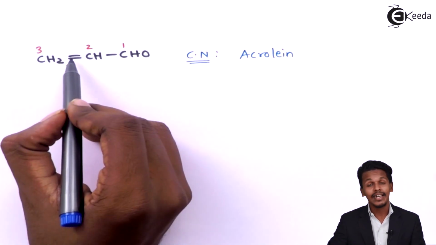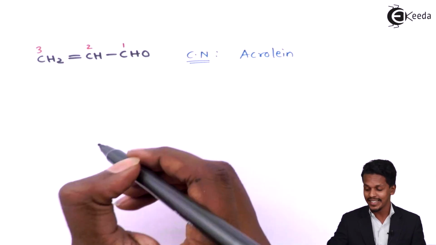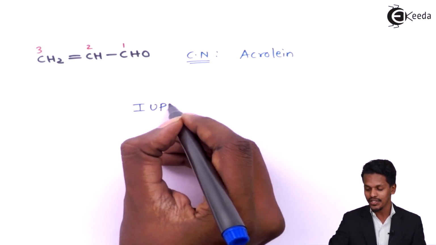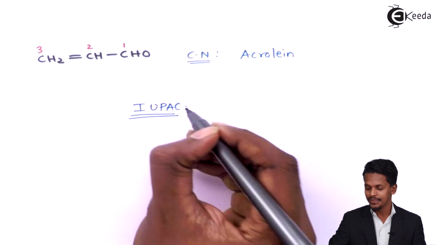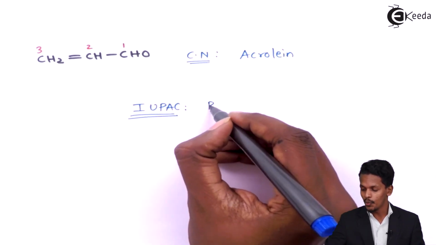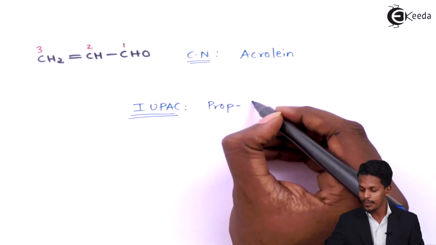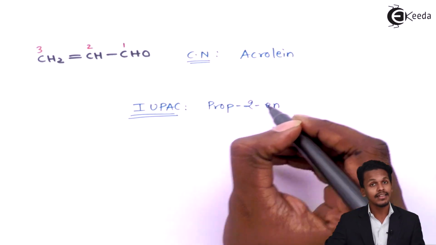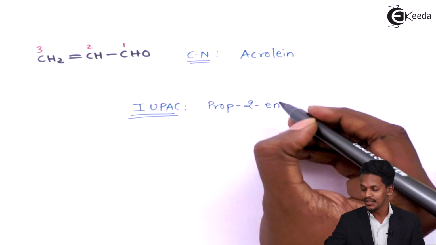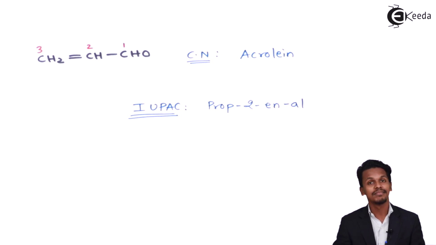But it also consists of a double bond. So that's the reason the IUPAC nomenclature for this one could be given as prop. On the second position we could find the double bond, so prop-2-en, and obviously it is an aldehyde, so al. So prop-2-enal is the IUPAC name of this organic compound. And now let us move on to the next one.